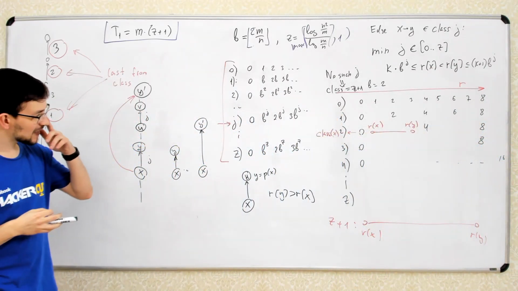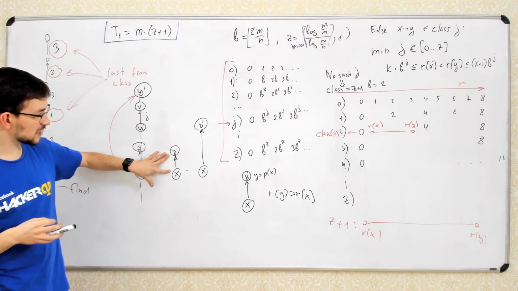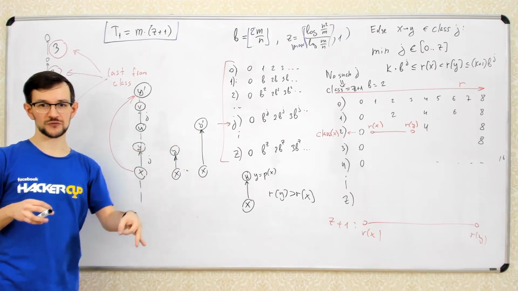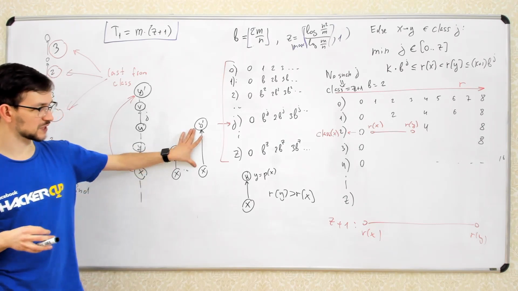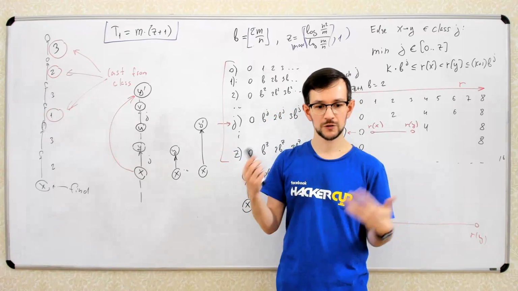So if we have this edge and after path compression we have this edge, what happens to the class of this edge? Let's compare the class of this edge and class of this edge. Will the class be increased, decreased, or stay the same? What do you think?